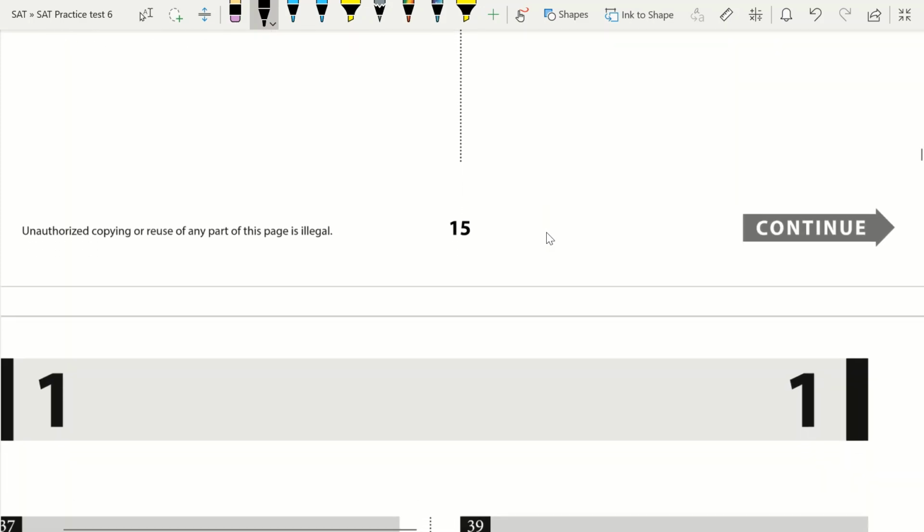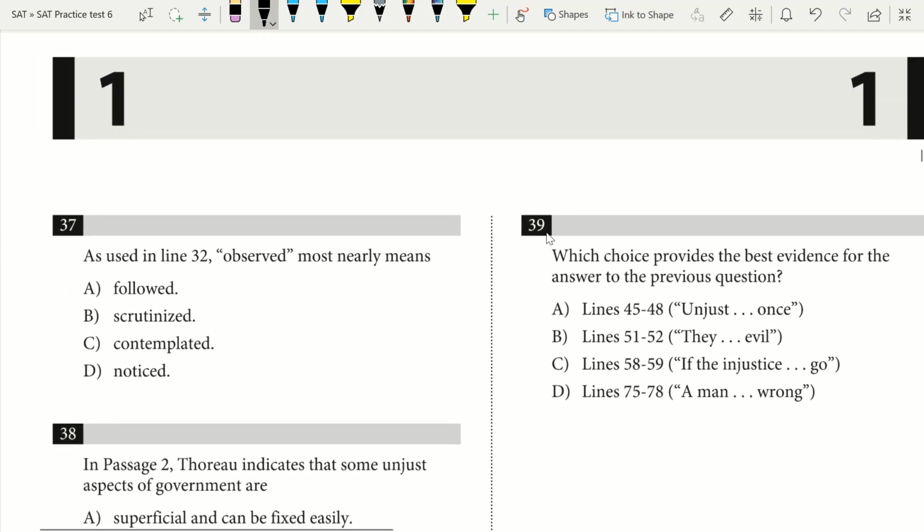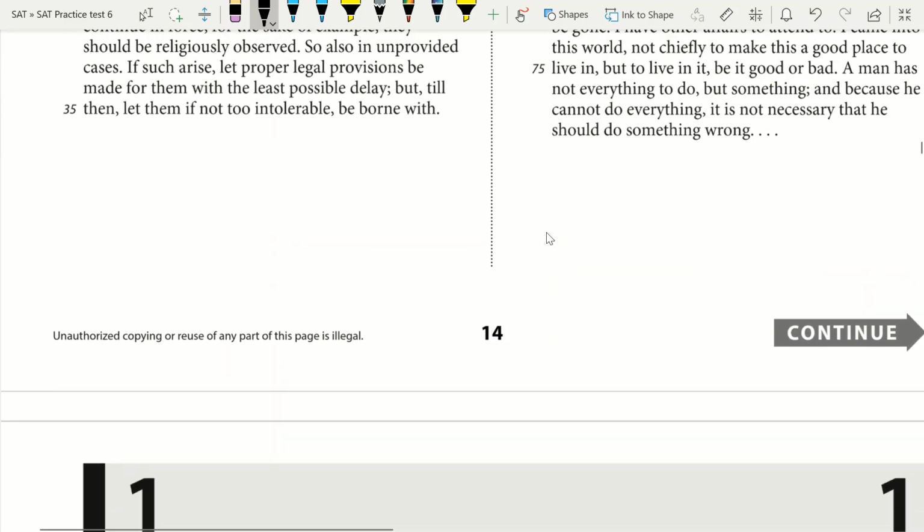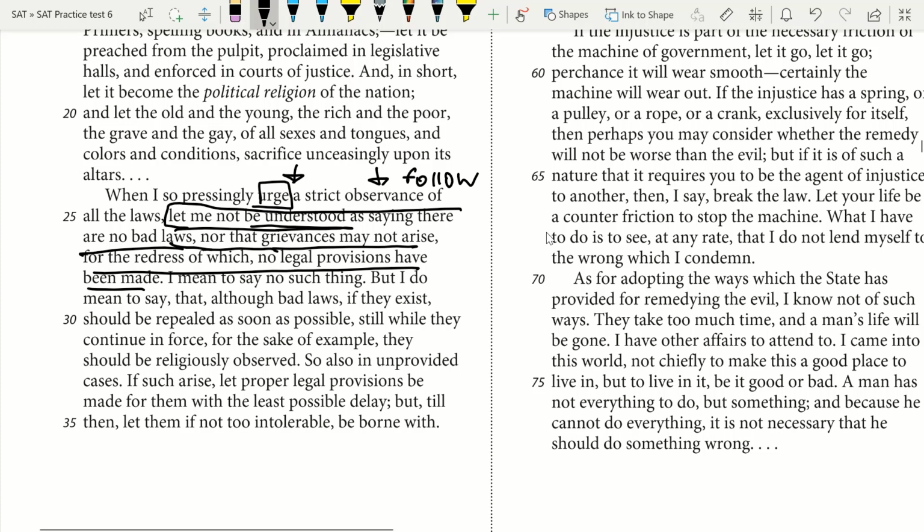All right, 37. As used in line 32, observed most nearly means what? Let's go to line 32, see what observed most nearly means. All right, I find observed is right here. I'm boxing that up in this black marker here. We've got, if they exist, should be repealed as soon as possible. Still, while they continue in force, for the sake of example, they should be religiously followed. So that's referring to the bad laws right here.